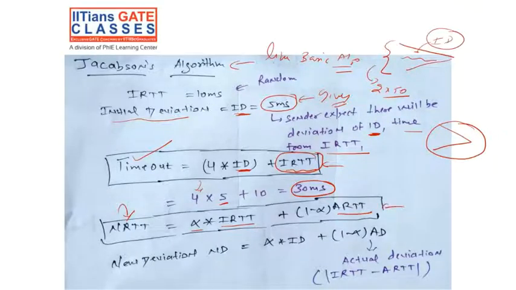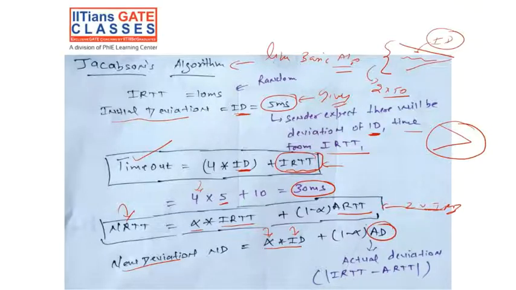In the previous step, we calculated the new RTT. But here we also need to calculate the new deviation. That new deviation we will use to calculate the timeout at each segment. The new deviation uses the same smoothing factor: alpha into the previous deviation, for the second segment ID, plus 1 minus alpha into the actual deviation.